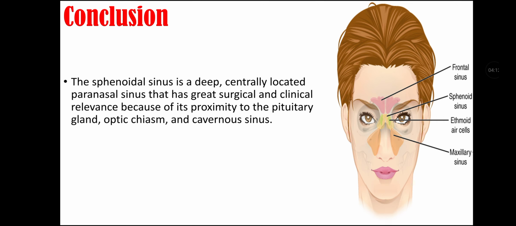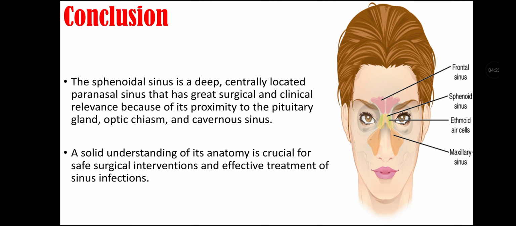Conclusion of this lecture video. Sphenoidal sinus is a deep, centrally located paranasal sinus that has a great surgical and clinical relevance because of its proximity to the pituitary gland, optic chiasma, and cavernous sinus. A solid understanding of its anatomy is crucial for safe surgical intervention and effective treatment of sinus infection.